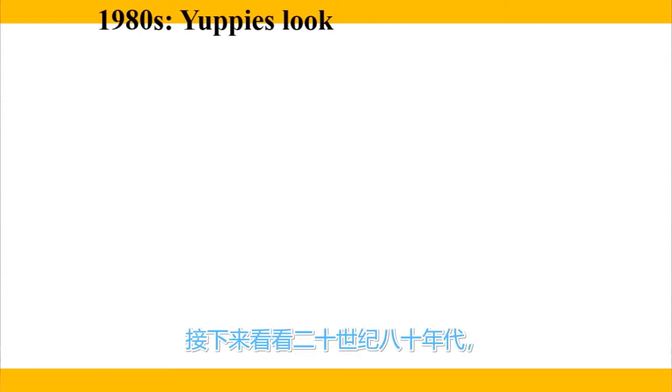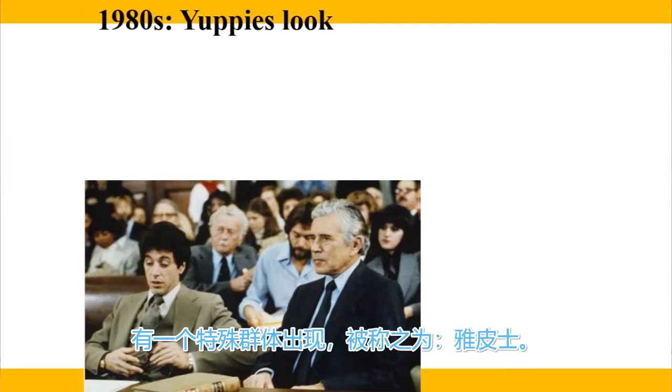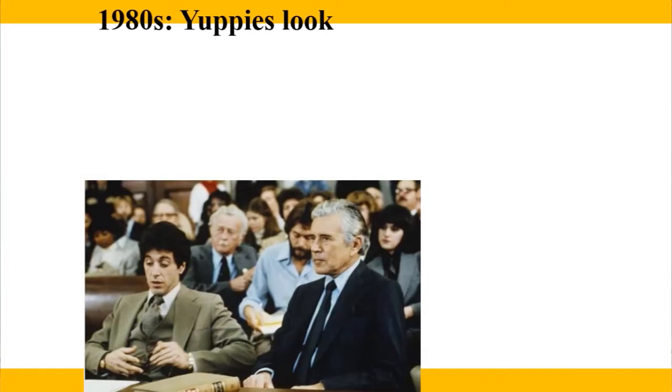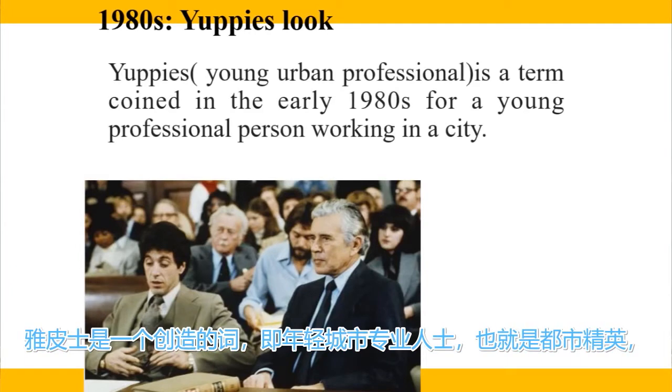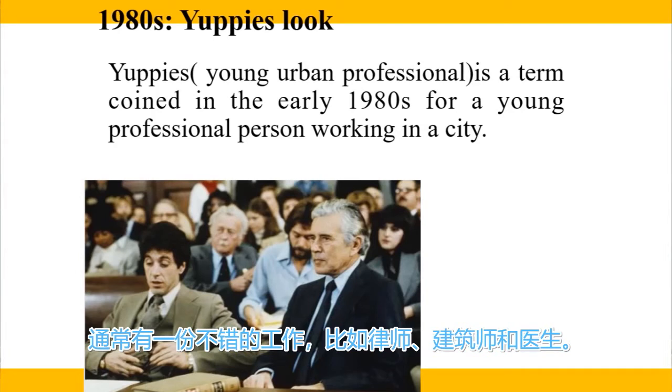Okay, next we'll go to the 1980s. During the 1980s, one special kind of group began to appear. They were called yuppies. Yuppies means young urban professionals. It's a term coined in the early 1980s. Usually they had a good job, such as lawyers, architects, and doctors.